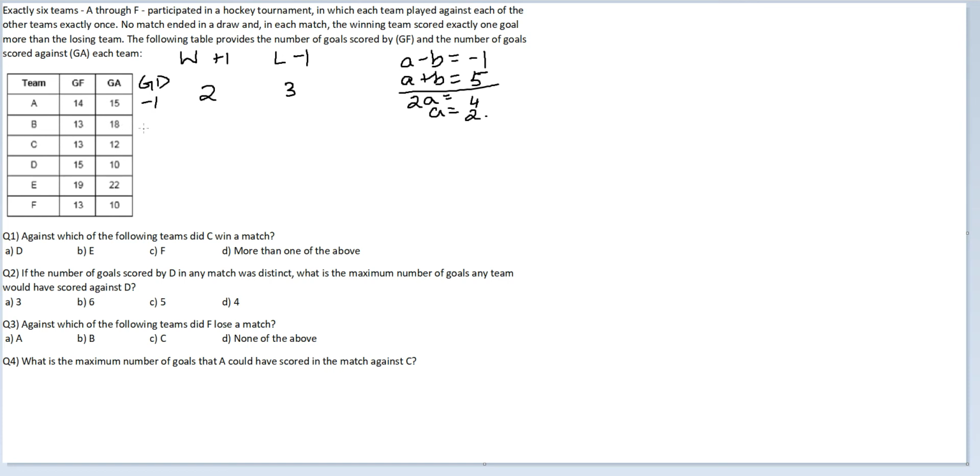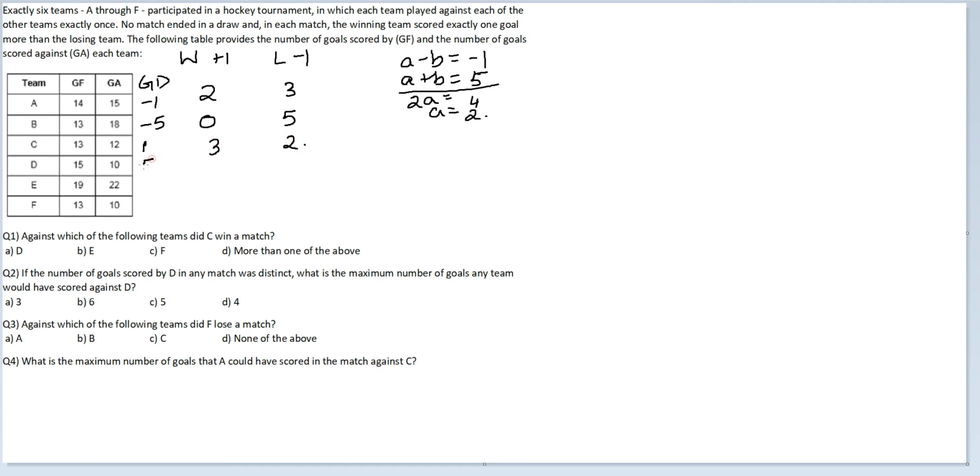In the same vein, if you see the goal difference for B is -5, the only way this works is B has 0 wins and 5 losses, in each of the 5 matches that it has lost by a margin of 1. For C, the goal difference is 1, so the number of wins will be 3 and number of losses will be 2.